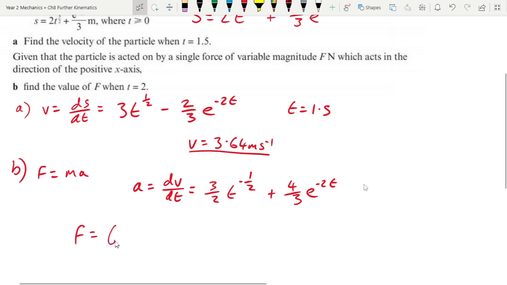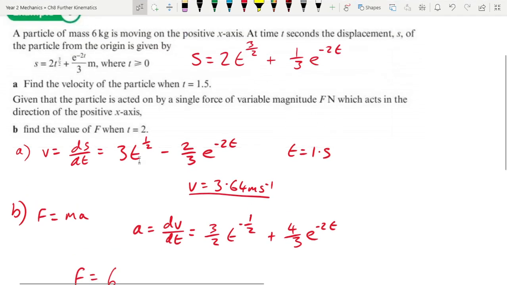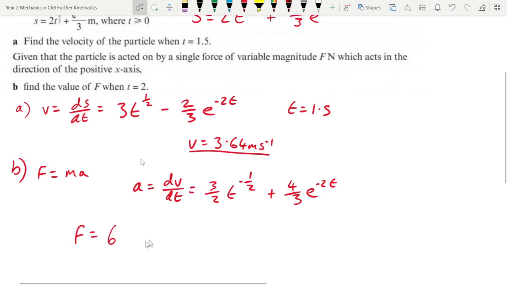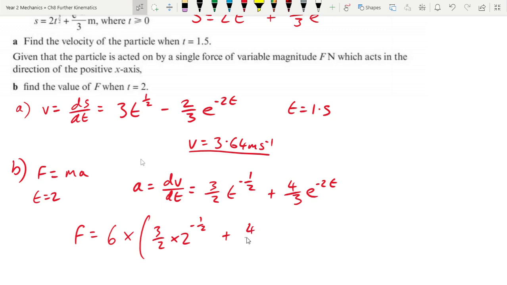So it's going to be 6, which is the mass. It told me that in the question right back in the very start here. And then times a. And it also told us it was when t is 2 we were looking at. So we can substitute t into here. So it's going to be 6 times 3 over 2 times 2 to the minus a half plus 4/3 e to the minus 2 times 2. And again, I would type this whole expression into my calculator, use plenty of brackets so that it doesn't go wrong, and we get 6.51 newtons. That's our force there.